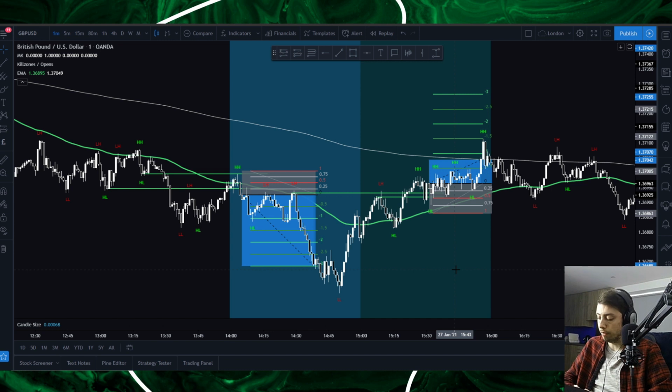Now, what have we changed in the strategy? We've changed the time that we trade. We used to trade 6 hours a day, okay, which is crazy. We now trade 3 hours, okay? We've added a little bit of a space in between the break and the retest.